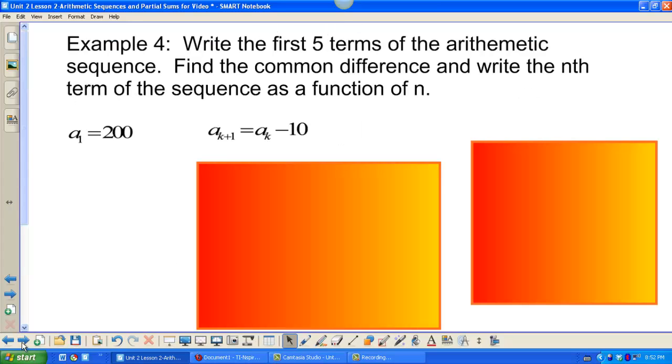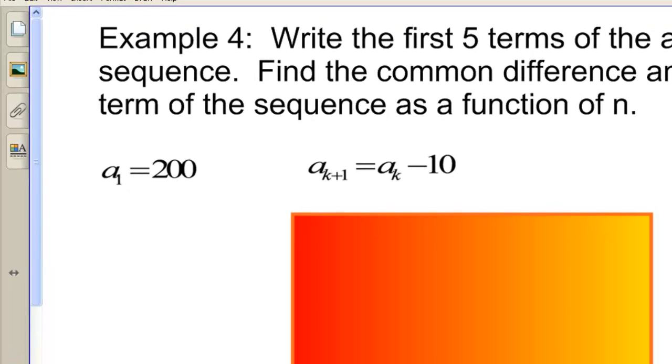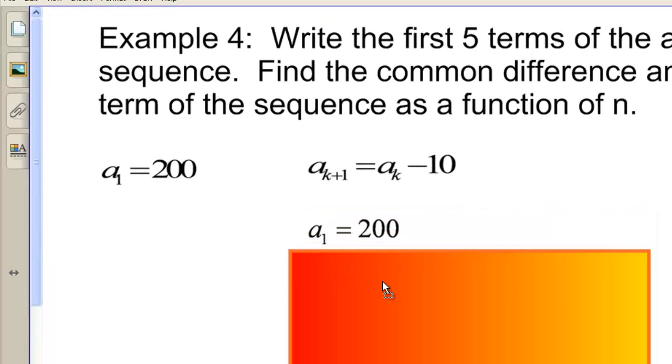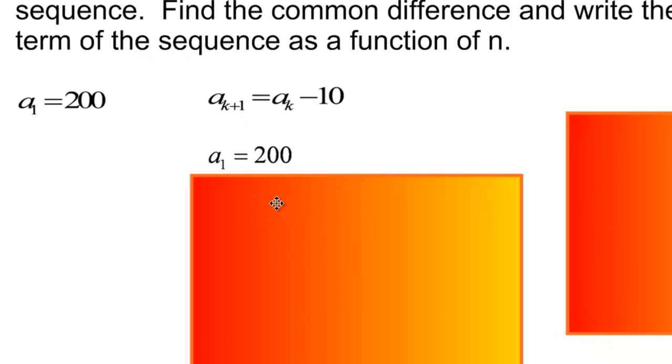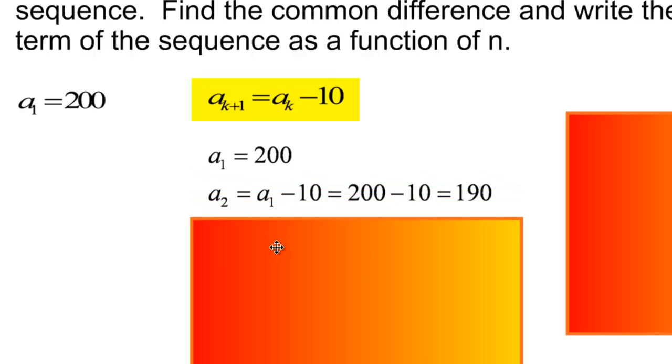So for example 4, let's write the first 5 terms of the arithmetic sequence. We're going to find the common difference and then write the nth term of the sequence as a function of n. So notice how they gave me that the first term was 200. So that's a no-brainer. The first term is 200. Then they gave me the recursive formula a sub k plus 1 equals a sub k minus 10. So if I want to find a sub 2, that means I have to take a sub 1 minus 10, which is 200 minus 10, which yields 190.